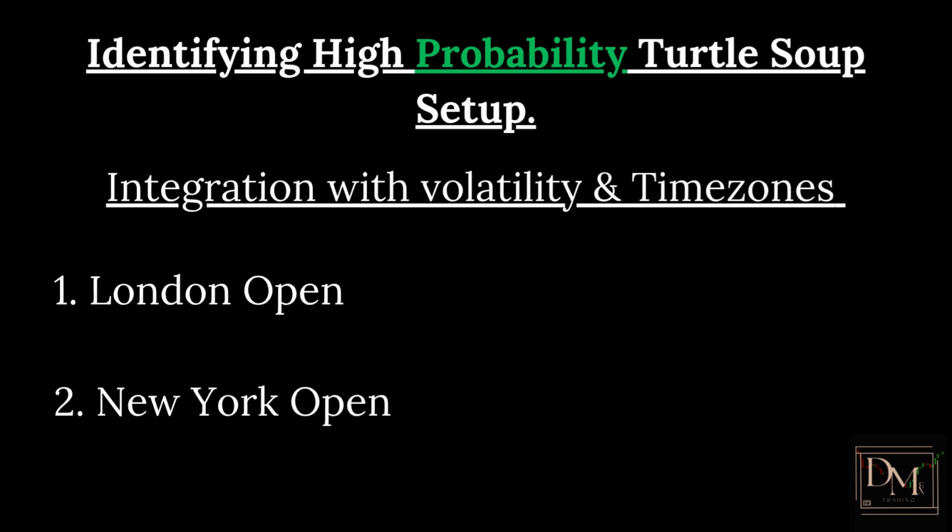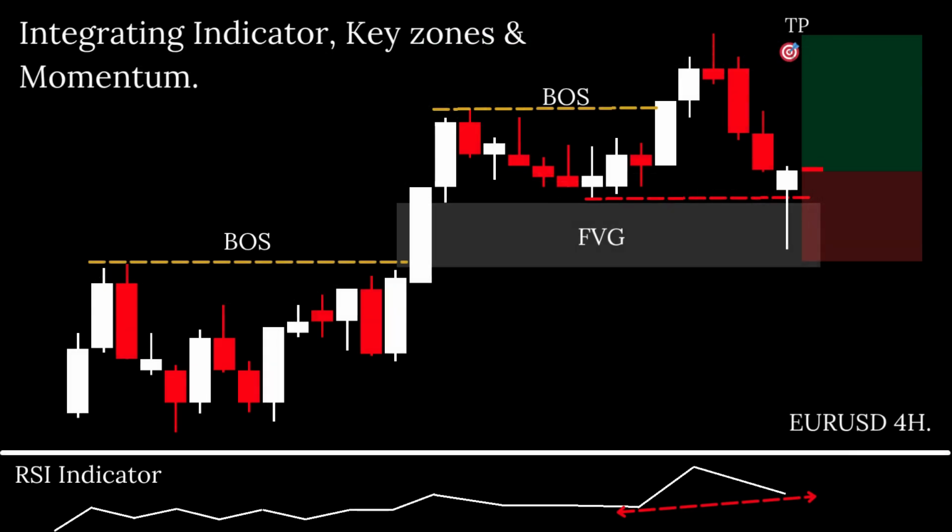Finally, integration with volatility and timing. Timing matters. The best turtle soup setups often occur during high volatility trading sessions, specifically the London Open and the New York Open. This is when most breakouts occur, and it's also when the majority of market traps are laid. So when you combine all three, indicator divergence, key zone mitigation, and session volatility, you have a truly high probability turtle soup trade. Let's look at a live example.